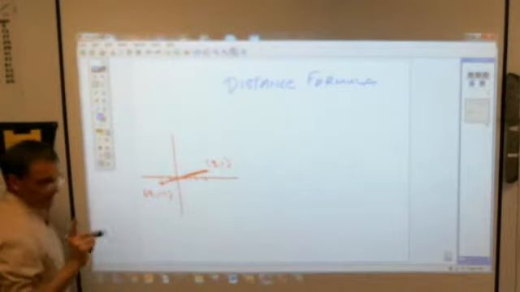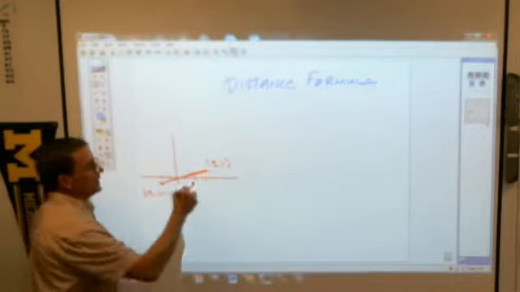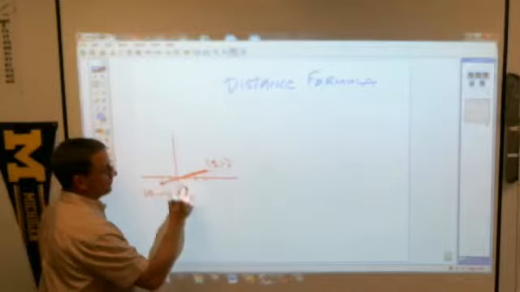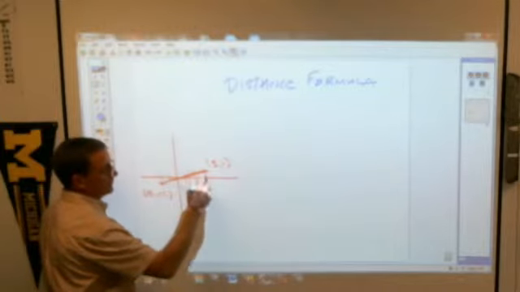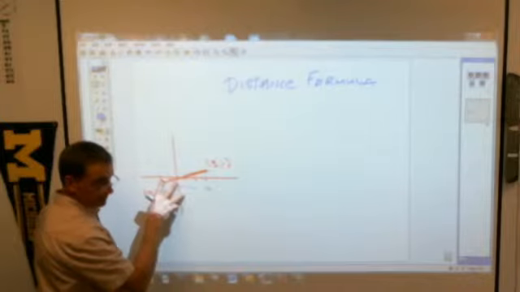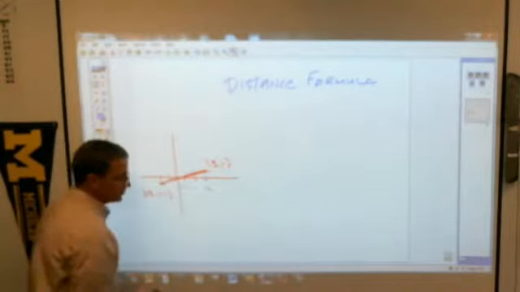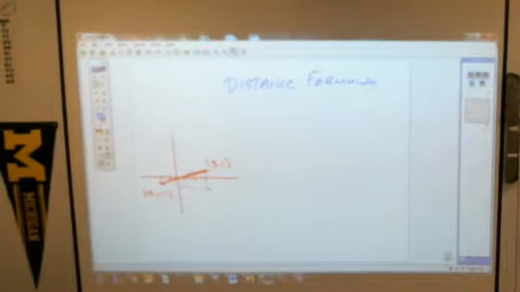Now, let me tell you what it's based on, though. The distance formula is a derivative. It comes from the Pythagorean theorem. So really what they're doing is they are giving you the Pythagorean theorem, but they're telling you how to do it with points. You could figure it out on your own without that, but the actual distance formula is this.